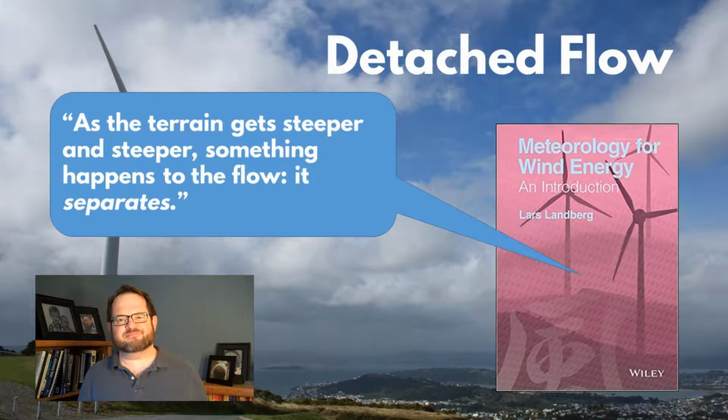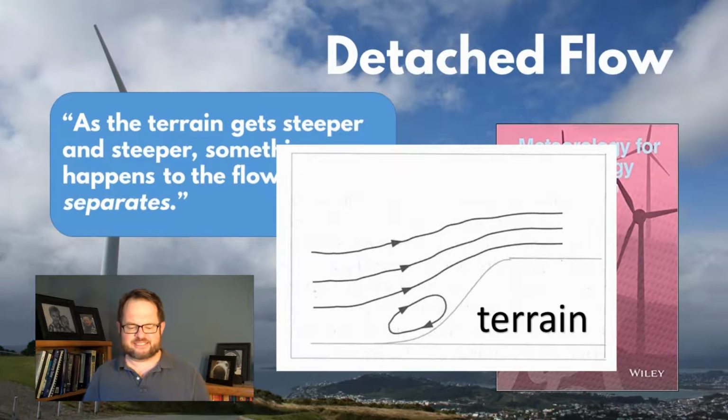Okay, welcome back. Let's leave the relatively dull case of attached flow behind for a moment and go on to detached flow. Now, your book kind of just glibly says, hey, as the terrain gets steeper and steeper, something interesting happens to the flow. It separates. And here's an example of flow that has separated.